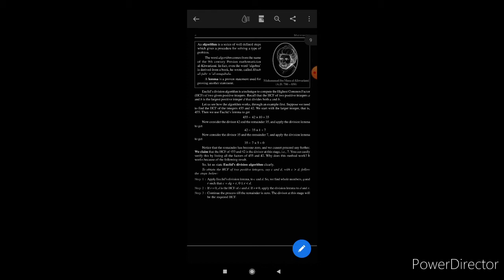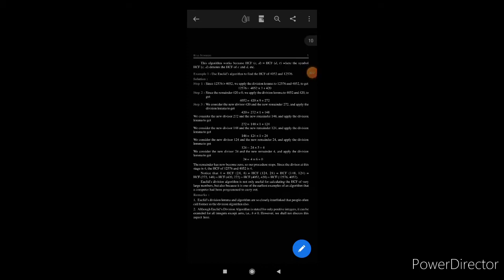If r is not equal to 0, apply the division lemma to d and r. Continue the process till the remainder is 0. The divisor at this stage is the HCF. This algorithm works because HCF of c and d is equal to HCF of d and r, where the symbol HCF(c, d) denotes the HCF of c and d, etc.